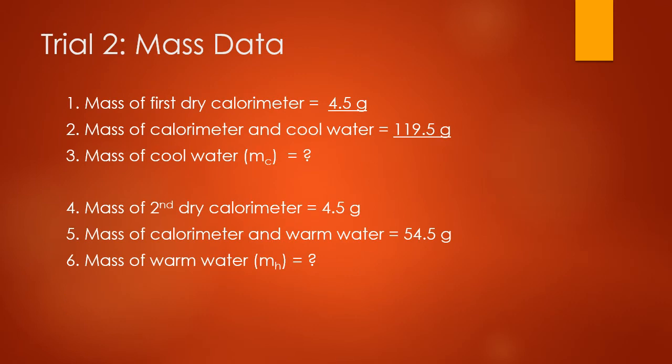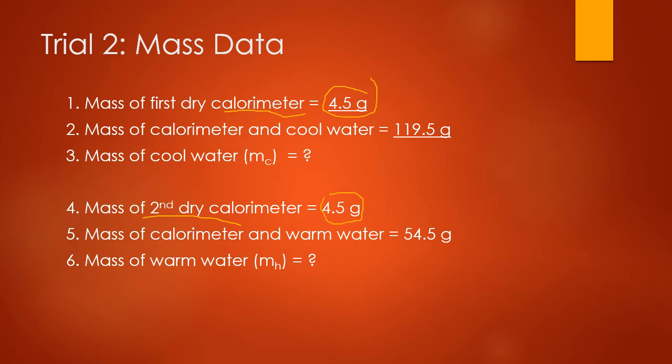So next, I'm giving you data for trial 2. It's the same type of experiment. We are taking cool water and warm water, the temperatures of both, mixing them together, and doing the same calculations that you saw on the previous slides. I'm using the same styrofoam cups, so you'll notice the calorimeter 1 and the second calorimeter, when they are clean, empty, and dry, are 4.5 grams, just like they were in trial 1.